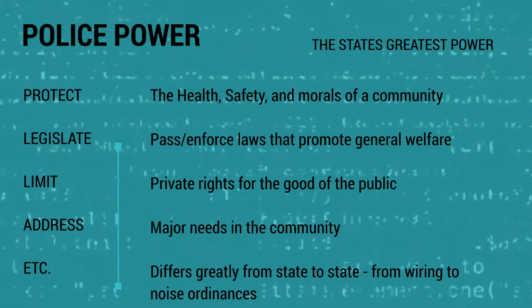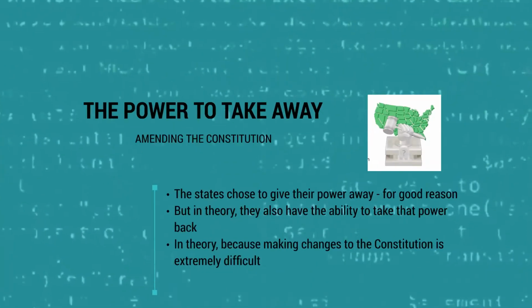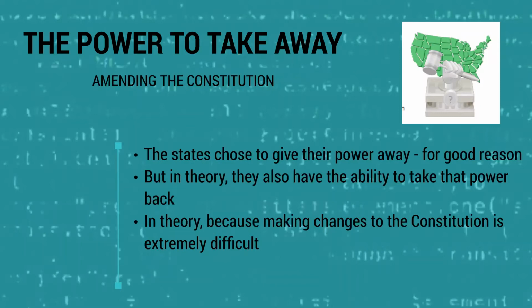So noise ordinances, wiring, those are just a couple examples there. All right. So this is important to understand too. The states gave away their power to the federal government on purpose, by choice, in exchange for protection, stability, etc. But in theory, they also have the ability to take that power back if the federal government ever gets out of control. Now we say in theory because it's not very likely.